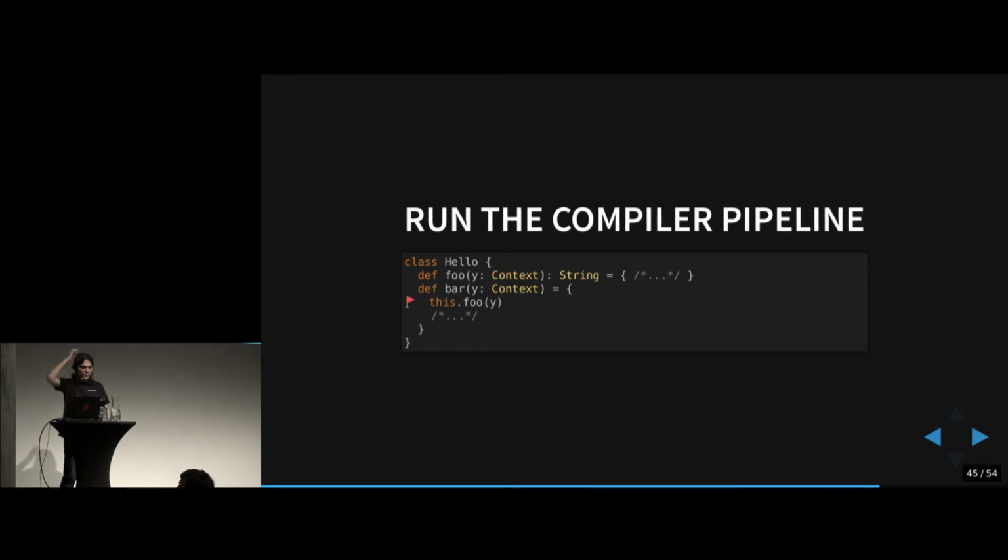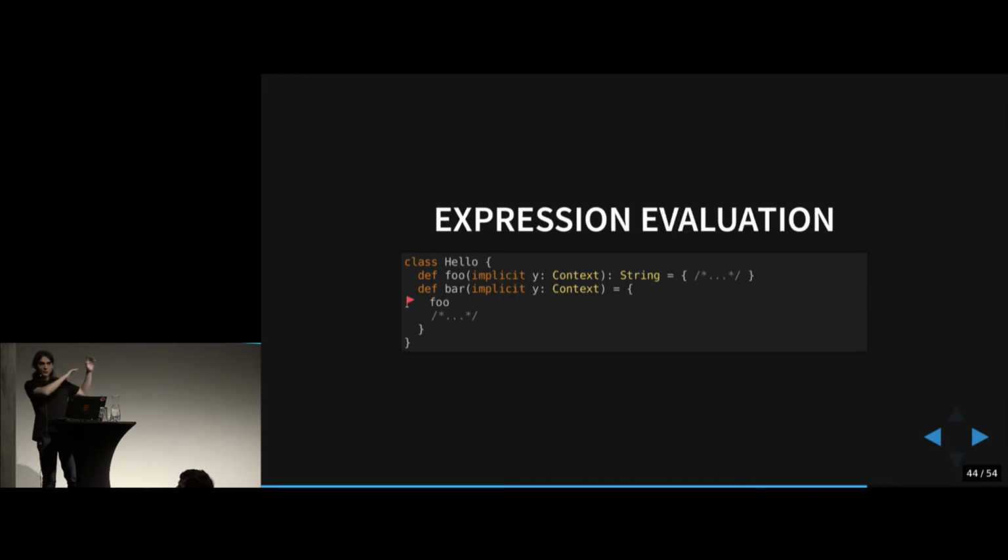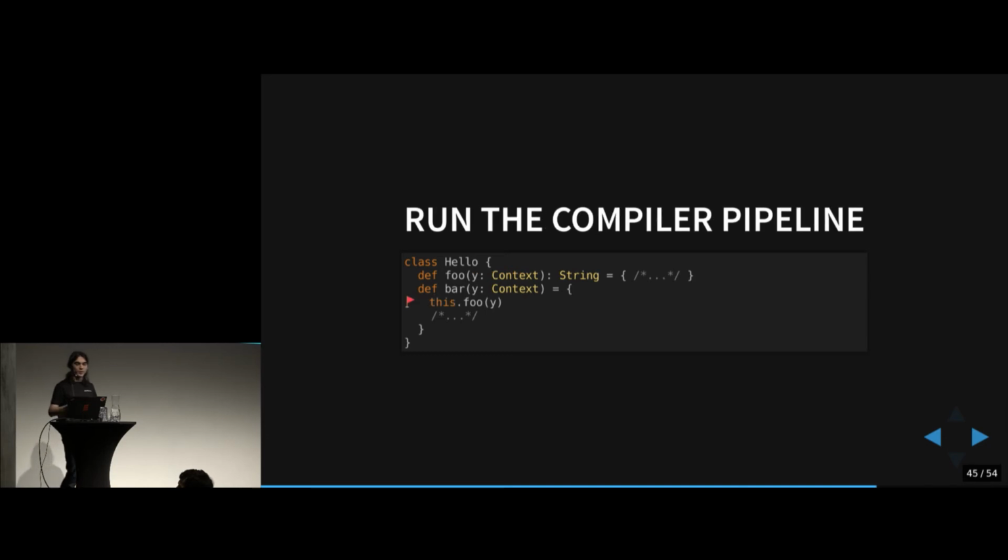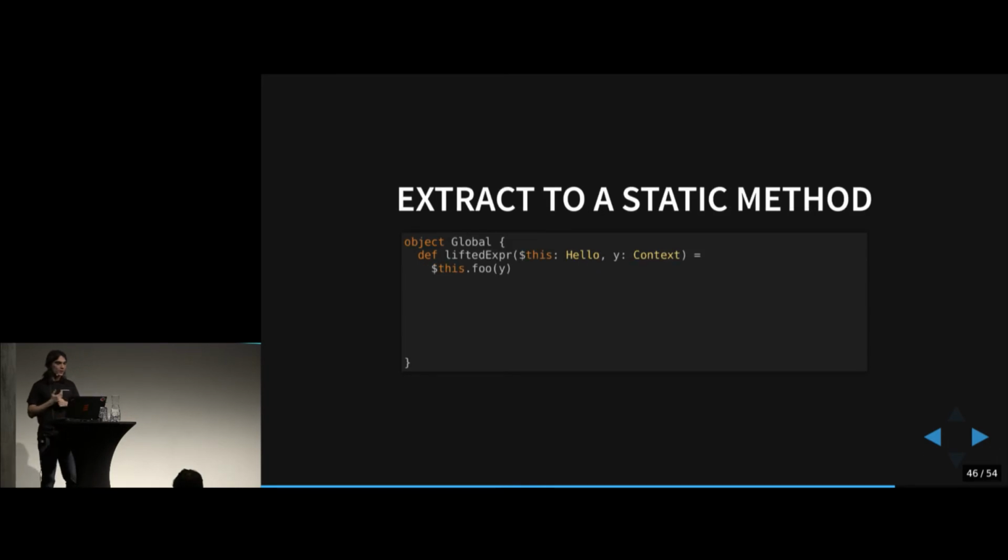I think we can just run the full compiler pipeline. So we just insert this thing in the source code at this position, and then we run the compiler pipeline, and it's going to do implicit resolution and everything for us. At this point, we can't really do anything with this because this is in some non-static method. So we need to extract the expression that we want to evaluate on the remote VM to a static method. And all the parameters that are used in this expression need to become parameters of a static method.